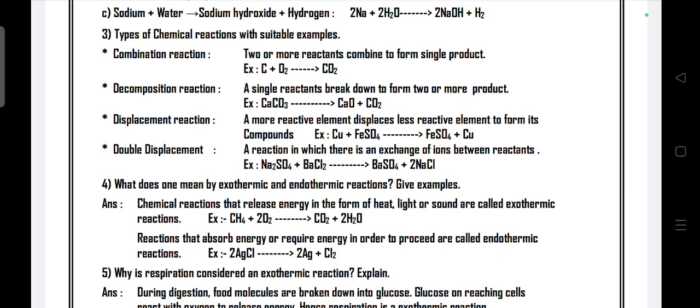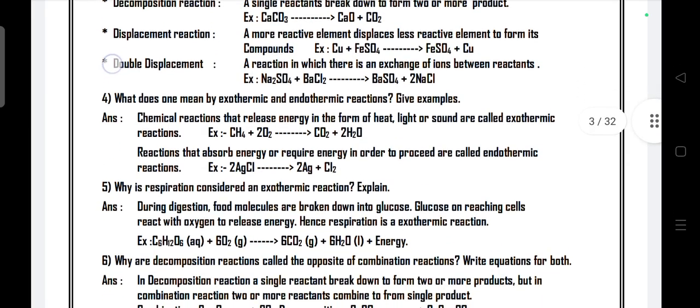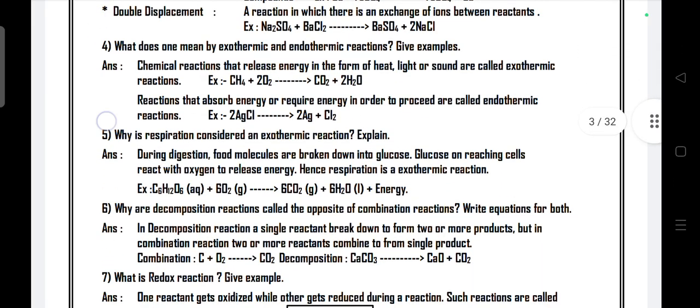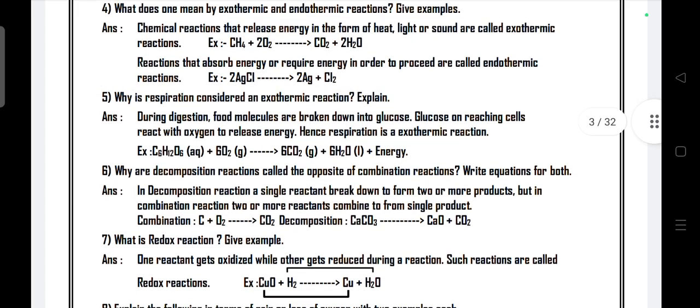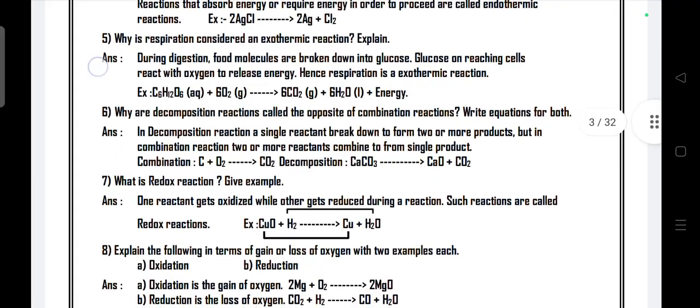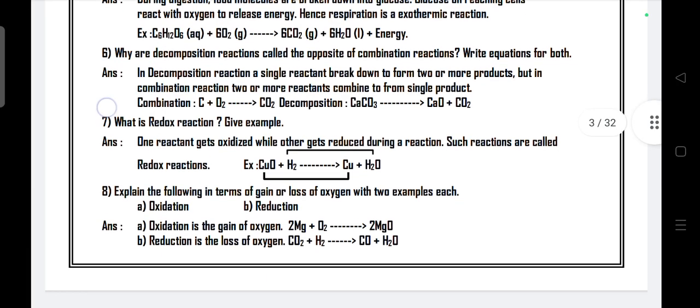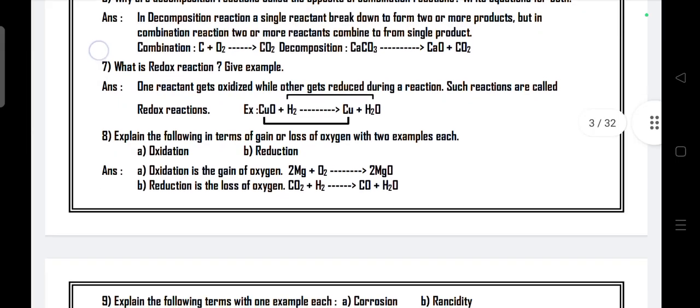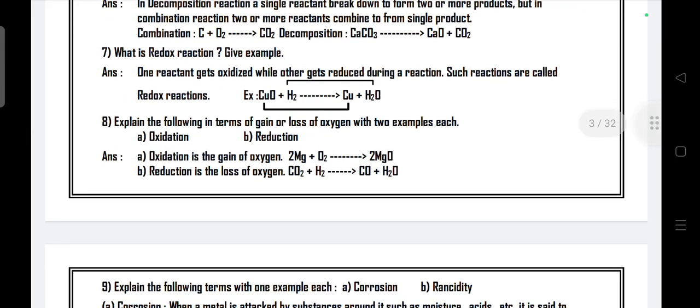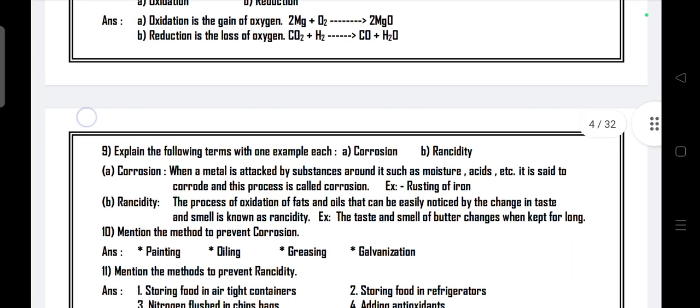What do you mean by exothermic and endothermic reaction? They'll ask, or else they'll ask the difference between exothermic and endothermic. Why is respiration considered as an exothermic reaction? In give reasons they may ask. Why are decomposition reactions called the opposite of combination reaction? Write the equation for both. What is redox reaction? Explain the following in terms of gain or loss of oxygen with two examples. That means oxidation and reduction. Very important question from this chapter.